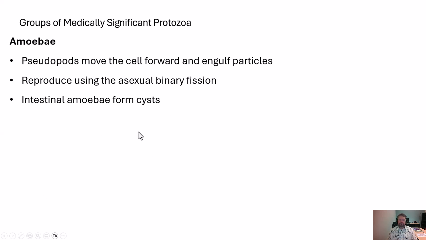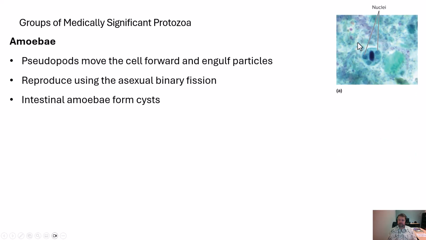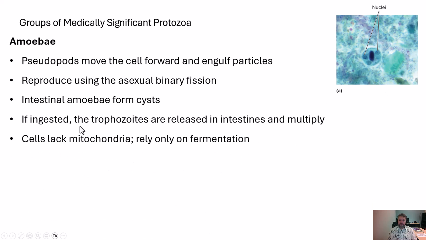Most of the time they're reproducing by binary fission, and then some intestinal amoebas will form a cyst, just like the other protozoans form a cyst, and that is the survival method for them to carry on. So here you can see a cyst form of the amoeba, and when that cyst is ingested, just like many other species of protozoan, once it's in the right region, it excysts and starts reproducing again.